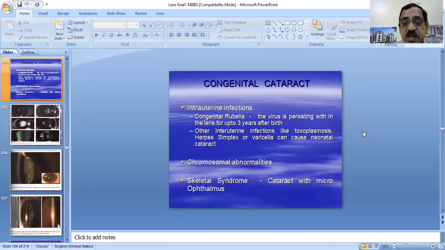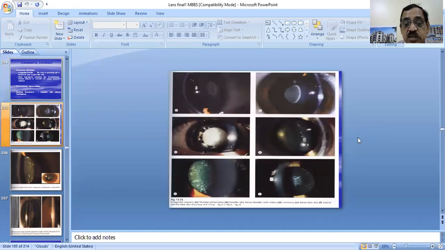And intrauterine infections, I have already mentioned congenital rubella. The virus persists within the lens for up to 2 to 3 years after birth. Other intrauterine infections such as toxoplasmosis, herpes simplex, and varicella can cause neonatal cataract. Chromosomal abnormalities, trisomy 21, all these things can give rise to skeletal syndromes. Cataract with microphthalmos can occur, Stickler syndrome, and all these things.